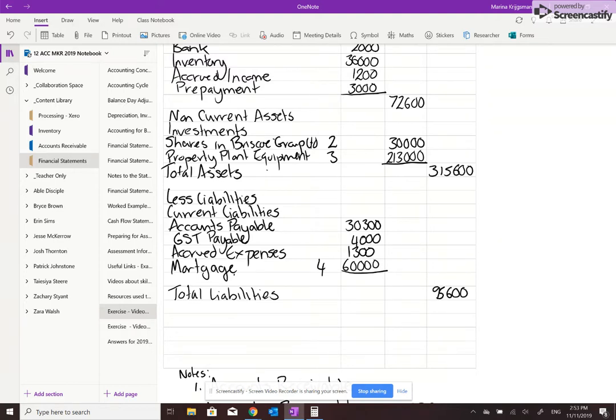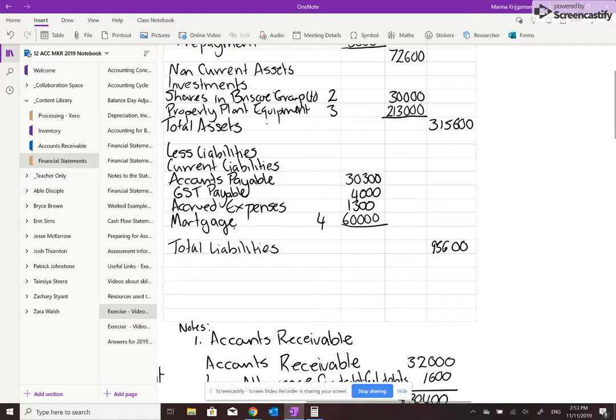Okay, so 95,600. Just going to check that that's correct. Always pays to double check your calculations. Plus 4,000, plus 1,300. And now we're going to work out our net assets. Okay, so our net assets is our total assets minus our total liabilities.